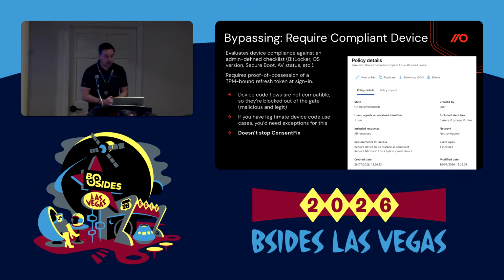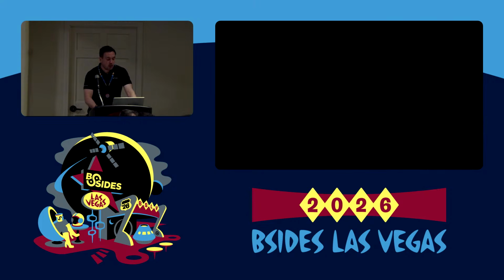So for a require compliant device thing, this is effectively what I've got configured in this case. Now, this does effectively kind of block device code flows, but it's not really specifically blocking the phishing. It seems to just be that device code flows aren't compatible with compliant devices more generally. So yes, it blocks the phishing, and then this is the other thing. I think if you are using legit device code flows, then a blanket require compliant device might create you problems. So you would have to make some exceptions if that's the case, and then you need to understand what level of additional attack surface you've made there. But I've just got it blanket applied for this, and I found it stopped the device code phishing, but it doesn't stop consent fix. So I'm just going to show you that now.